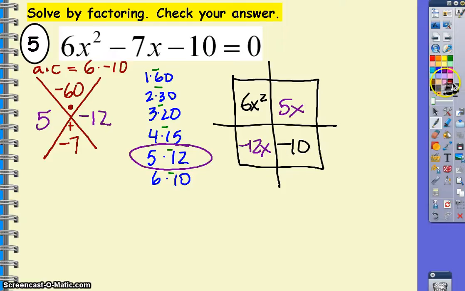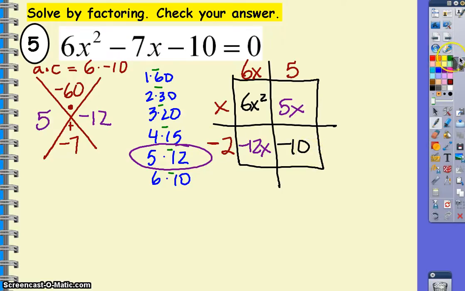So we're looking for the edge of our box, and we're looking for what they have in common. So what will divide evenly into 6x squared and negative 12x, or in other words, the GCF, which is 6x. We're looking for what goes into both of these evenly, 5x and negative 10, which in this case is positive 5. Then these two evenly, 6x squared and 5x, which is just x. Then these two evenly, since they're both negative, it's going to be a negative number, and it is 2.